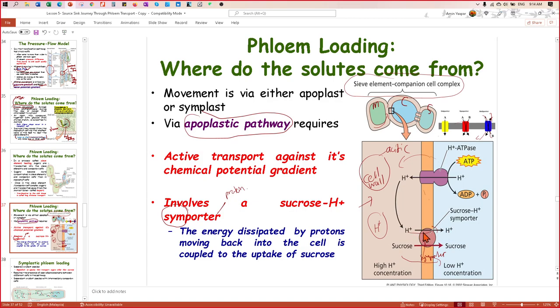When hydrogen is coming out, the sucrose can take advantage to go as well. The more hydrogen on this side, the more hydrogen will come out to this side. The more hydrogen needs to come out, the more sucrose will tag along. Meaning the more hydrogen you pump in the first place, the more of everything will go consequentially. So you need lots of ATP to do this.